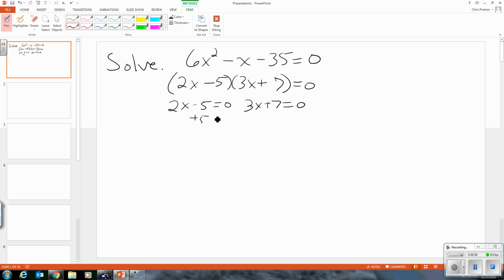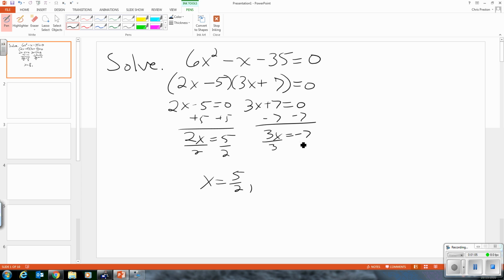So add 5. So 2x equals 5. Divide by 2. So one of my answers is 5 halves. Subtract 7. 3x equals negative 7. Divide by 3. And so my other answer is negative 7 thirds.